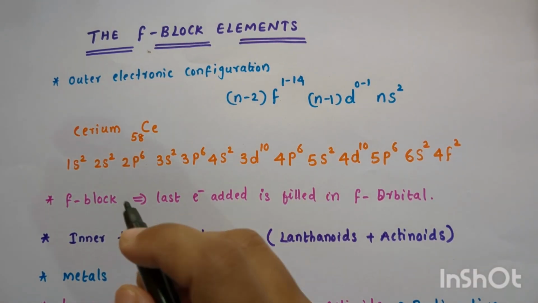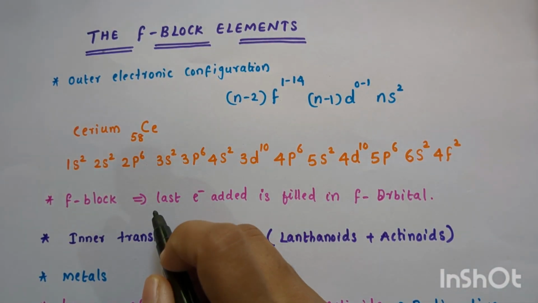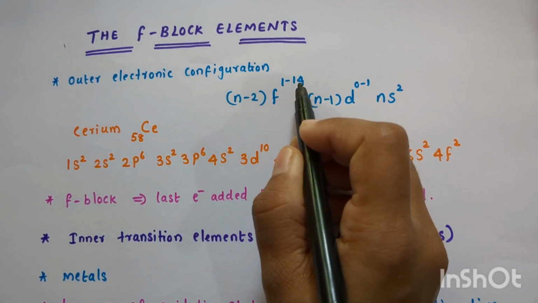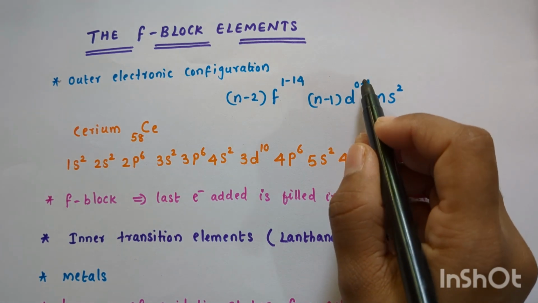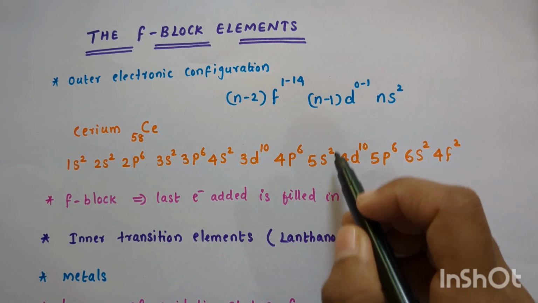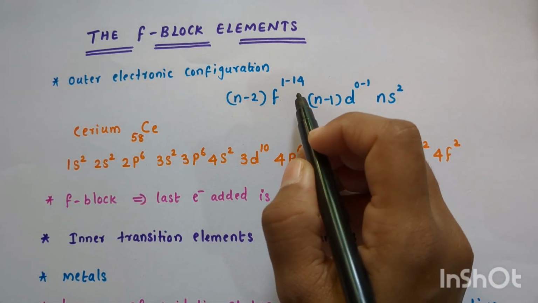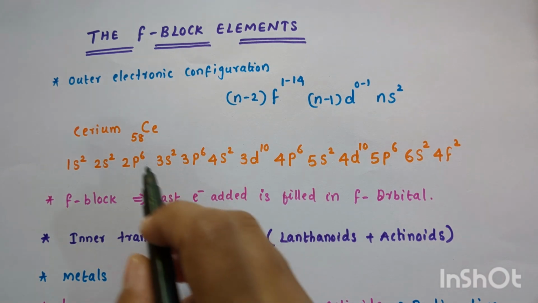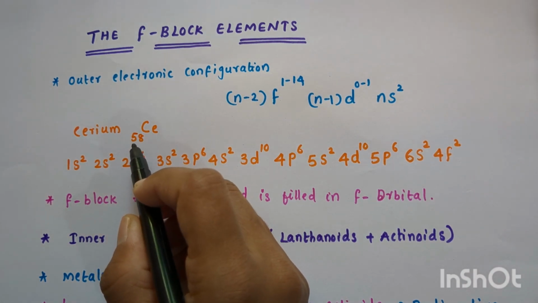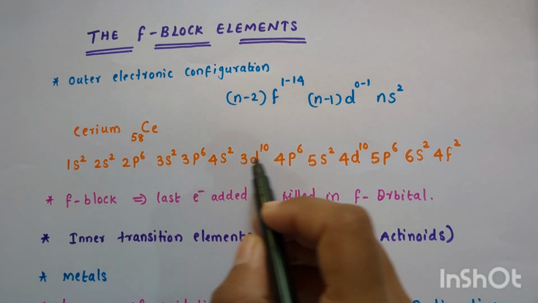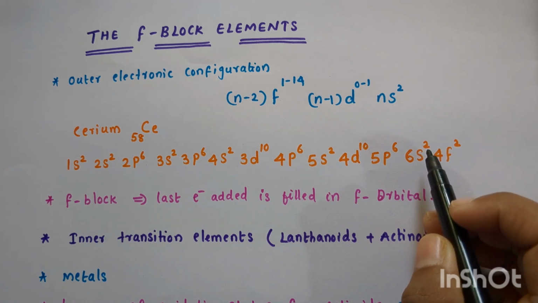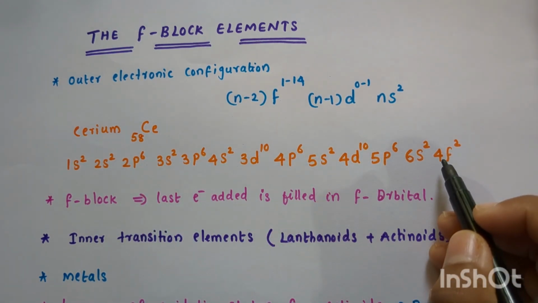When we consider the f-block elements, their outer electronic configuration will be (n-2)f^1-14 (n-1)d^0-1 ns^2. That means d can have value 0 or 1. This is the general outer electronic configuration for f-block elements. For example, consider cerium, whose atomic number is 58. Using the Aufbau principle, Pauli exclusion principle, etc., we can write its electronic configuration like this.